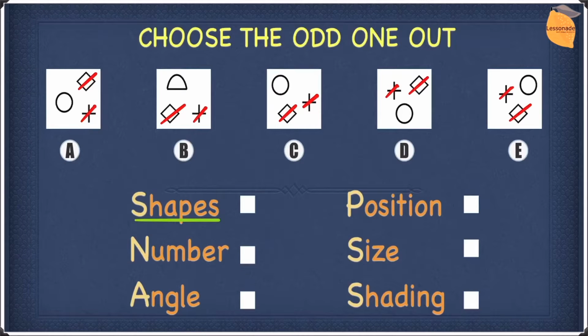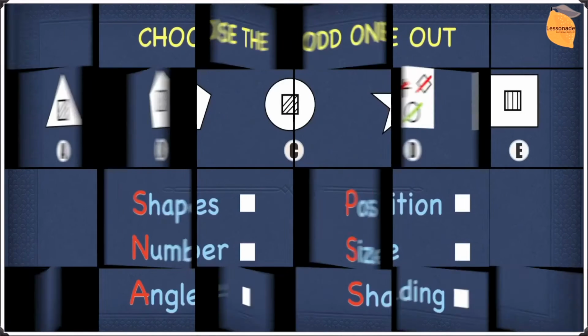But all of the options, except for B, contain a circle. So A contains a circle, C contains one, D contains a circle, and E contains a circle. But in B, however, instead of a circle, it has been replaced with a semicircle. So since a semicircle is not a circle, this means our answer for this question is B, because B is the odd one out. So I hope you guys understood everything so far. Now, let's go on to the next one.